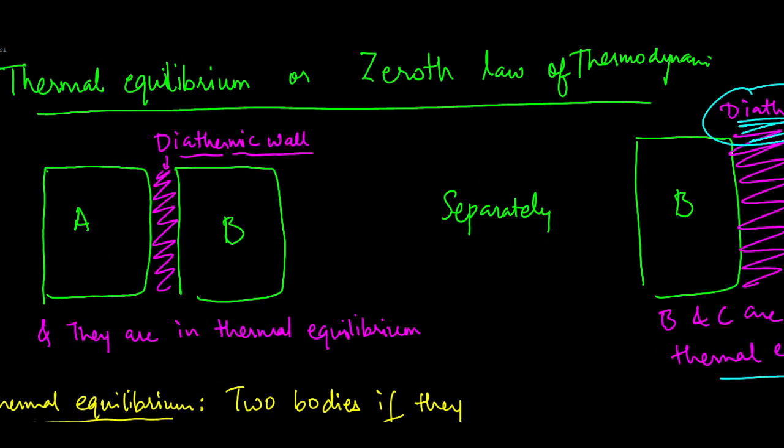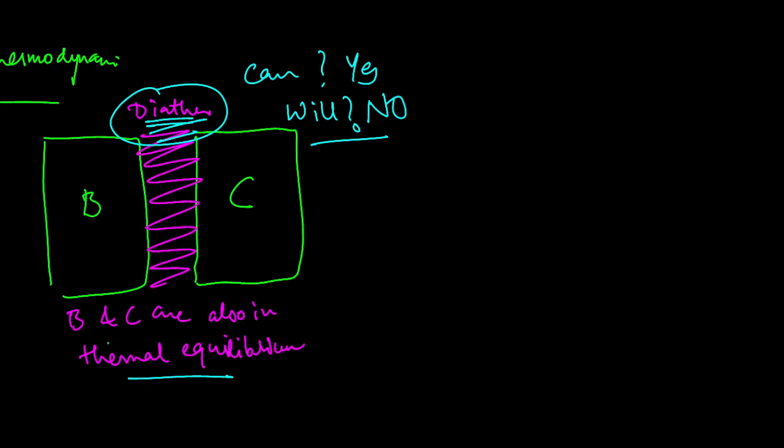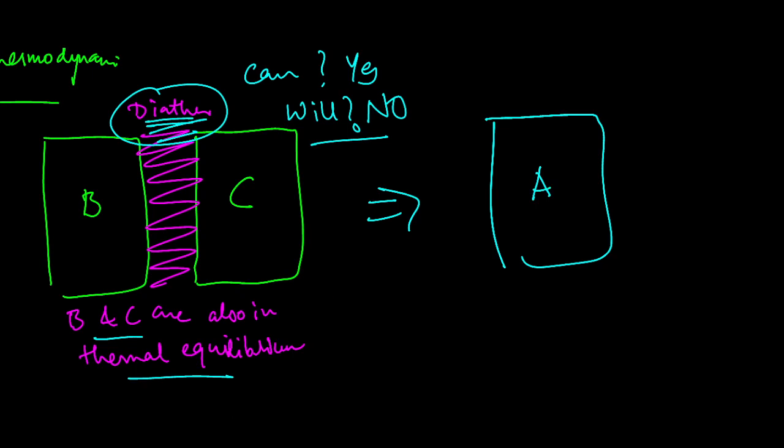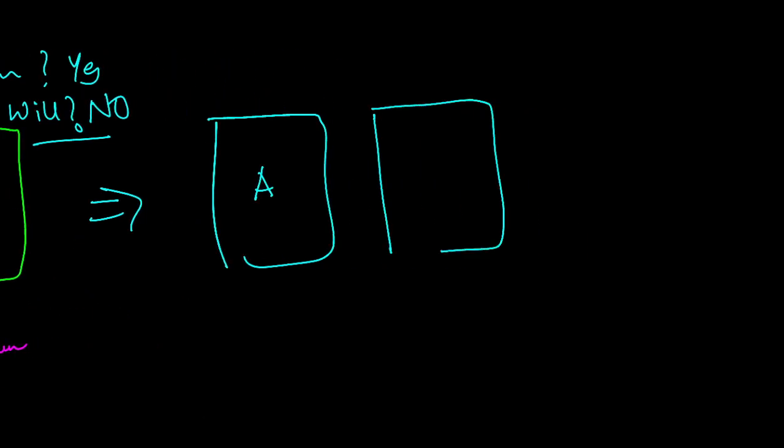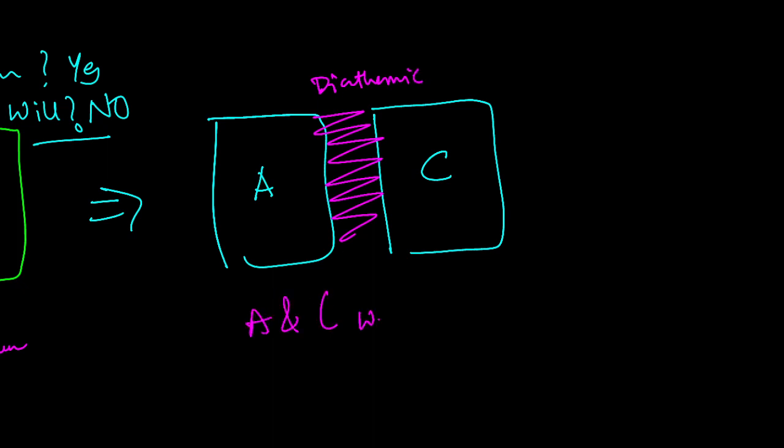So again, we have that two bodies A and B are separated by a diathermic wall. They are in thermal equilibrium. Similarly, separately B and C are also in thermal equilibrium. Then if you put A and C together, and you separate them once again by a diathermic wall, then A and C will also be in thermal equilibrium, right? This whole thing is the zeroth law.